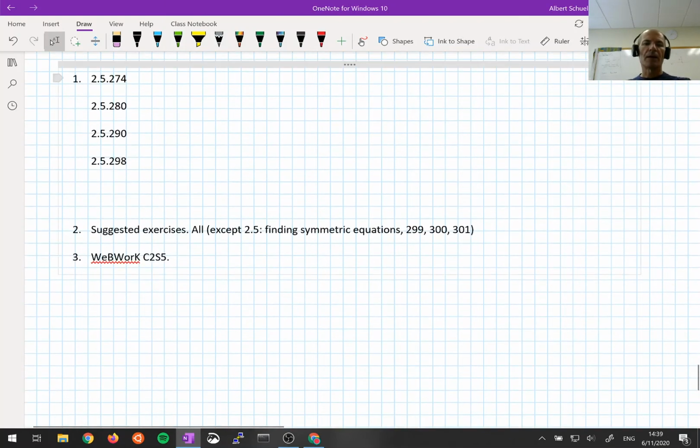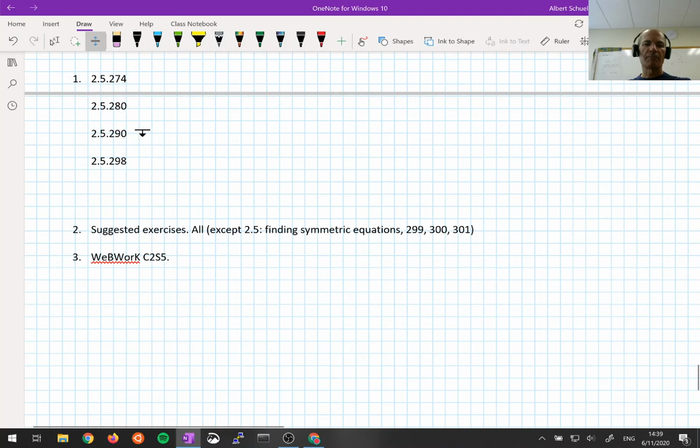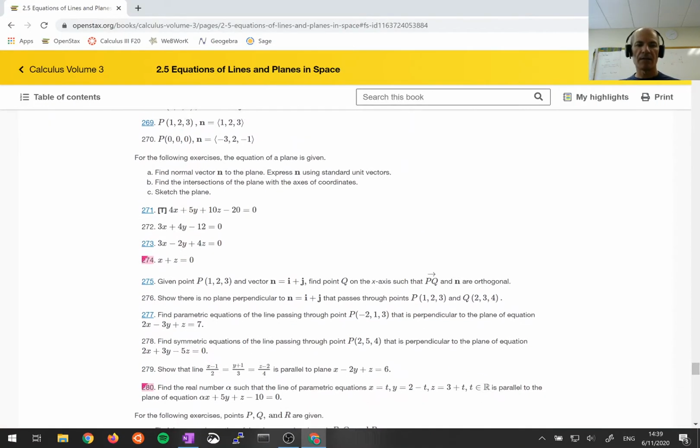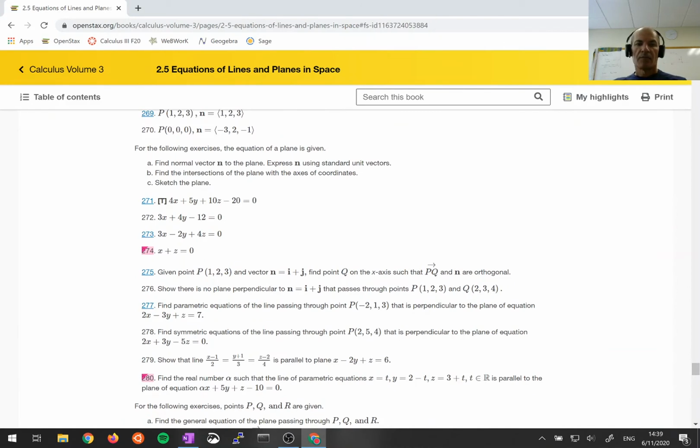Great. All right, problem 274. Find the normal vector to the plane, express n using standard unit vectors, find intersections of the plane with the coordinate axes, and then sketch the plane.